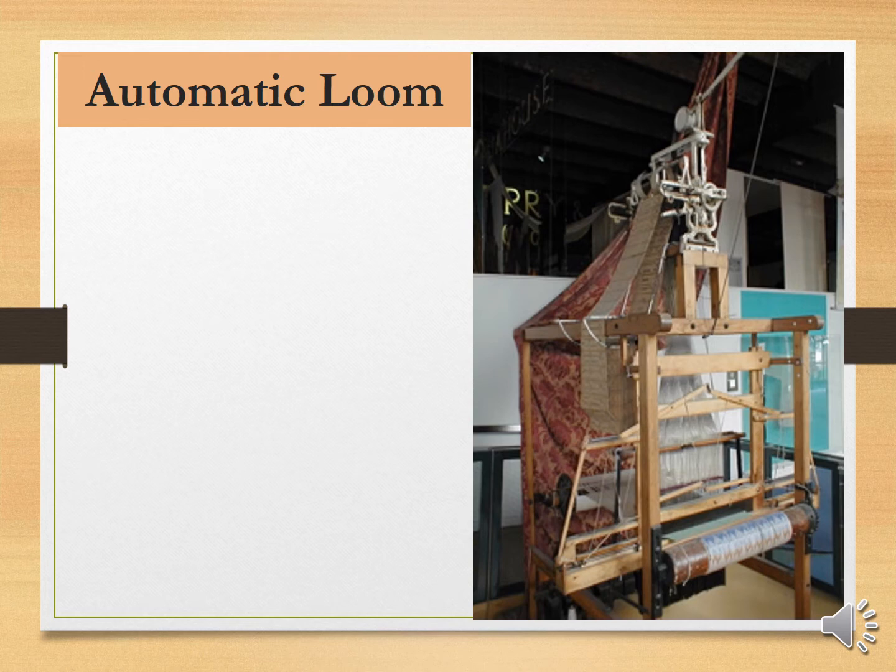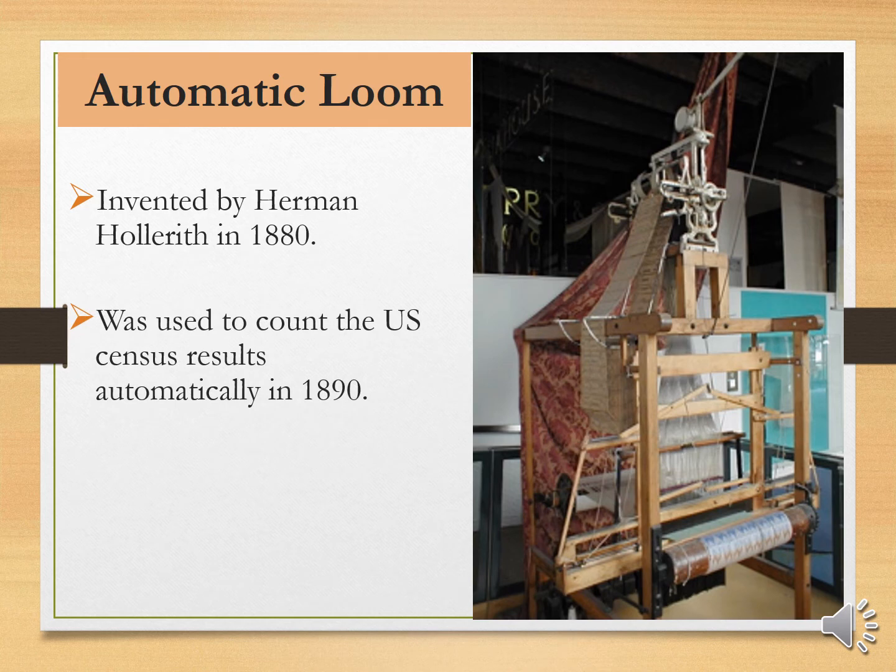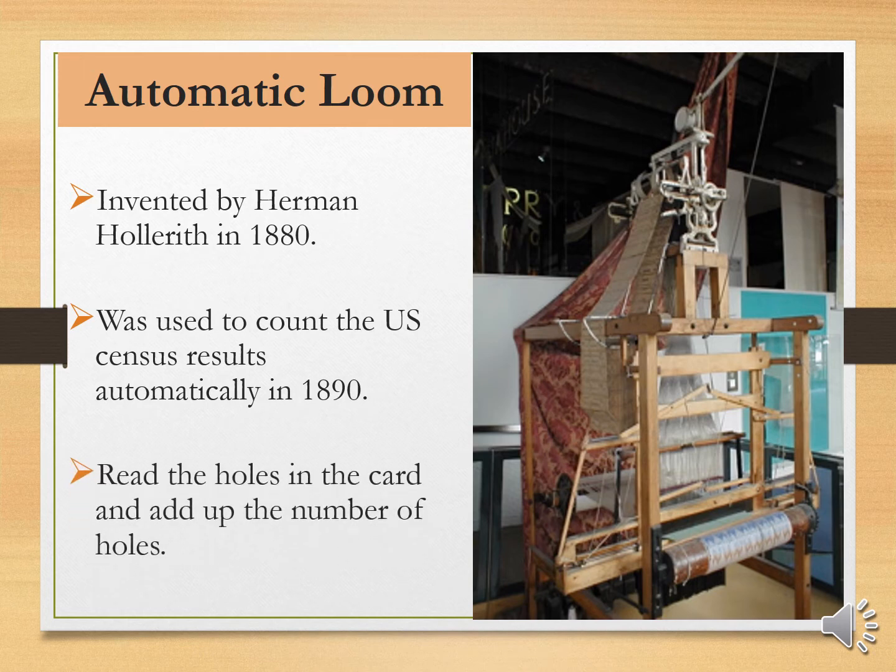The automatic loom. This electrical tabulating machine was developed by Herman Hollerith in the 1880s. It was used to count the US Census results automatically in 1890. The operators of this machine would punch holes in cards to represent the data from the census. Then this machine would read the holes in the cards and add up the total number of holes in order to get the results.